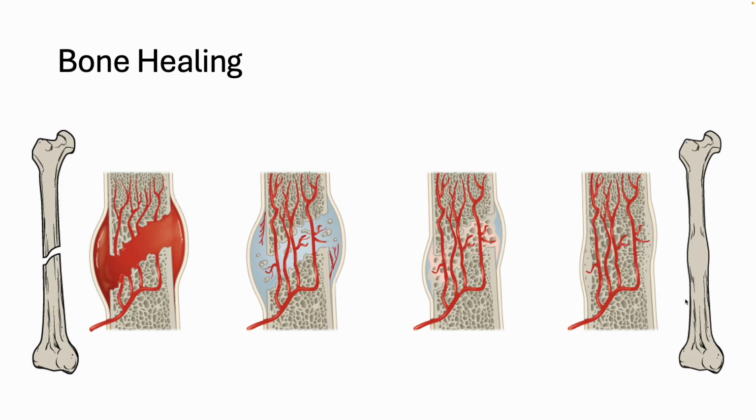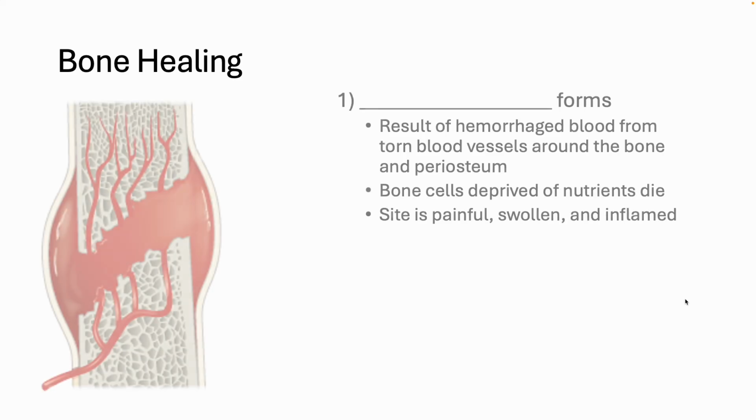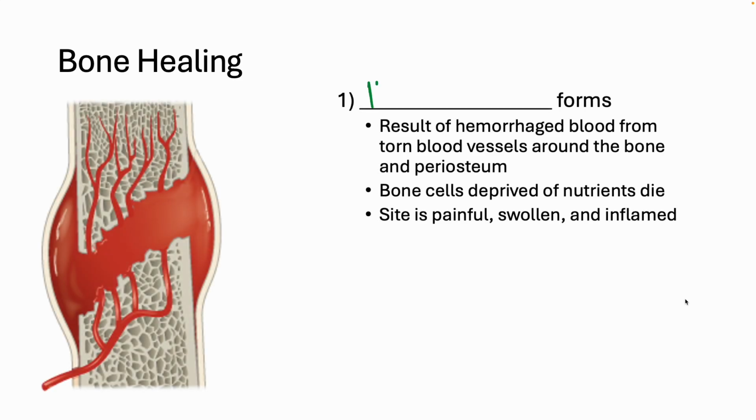So fractures are going to require bone healing to occur. This is going to occur in several steps. So it's going to begin with the formation of a hematoma. The hematoma results from the hemorrhage of blood around the bone, and this happens because you have damaged blood vessels that come here.